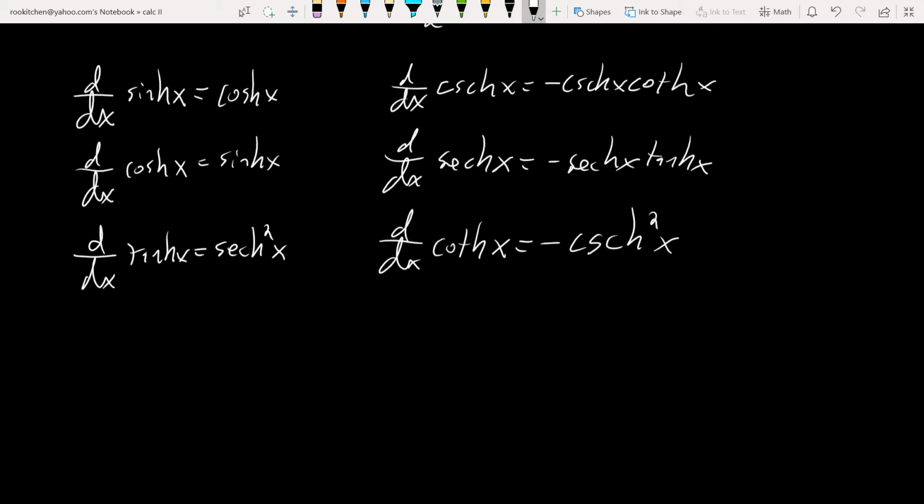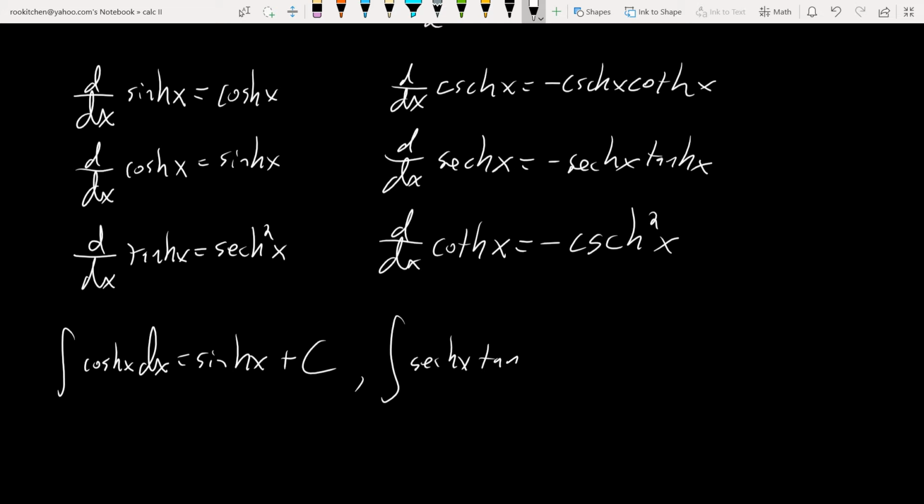Okay. And then, of course, if you know these derivatives, you get for free a whole bunch of integrals. So the integral of cosh x dx gives you sinh x plus c. The integral of hyperbolic secant x times hyperbolic tan x dx is negative hyperbolic secant x plus c. So if you know it one way, you should know it the other way, just like with the trig functions. I'm not going to write them all out for the sake of my own sanity.